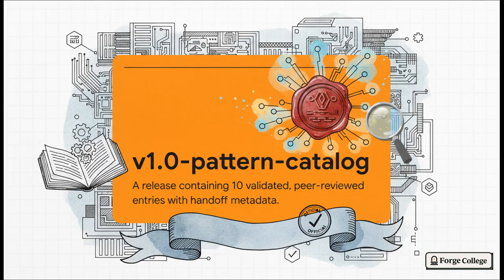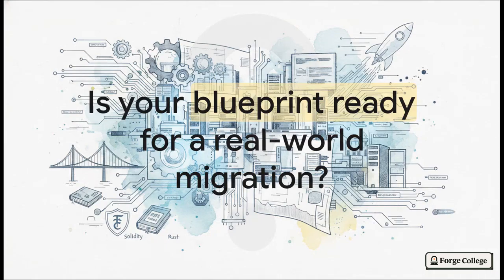Applying this tag gives a really satisfying official stamp of approval to your entire Capstone project. It declares to the world that your catalog is ready for production. So I'm going to leave you with this question to chew on. Is your master blueprint ready to power a real-world migration? Because it's about to.